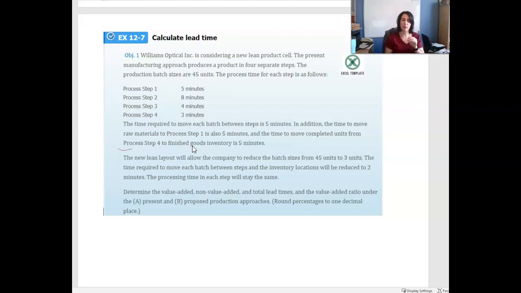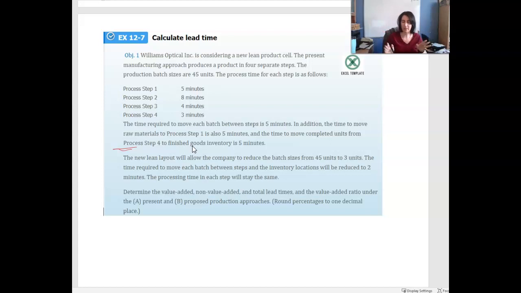So it's almost like we draw the line here. Now what if instead of 45 units, we reduce the batch size to 3 and we reduce the move times? Then you run it as lean manufacturing, you do it again with value-added, non-value-added, but from a lean manufacturing standpoint. So you're comparing traditional to lean.